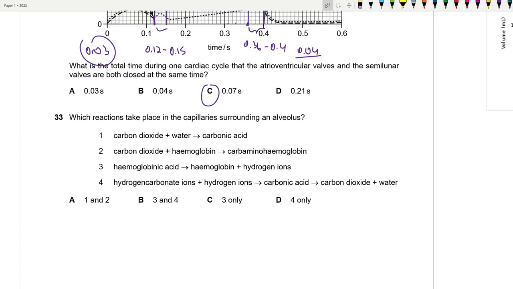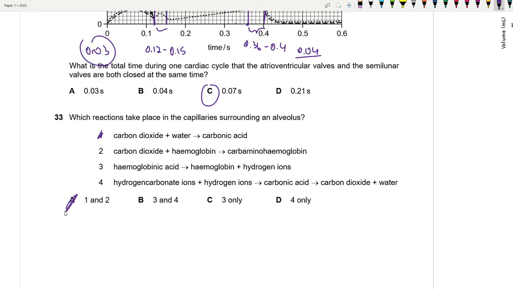Which reactions take place in the capillaries surrounding an alveolus? Okay. Carbon dioxide plus water equals carbonic acid. Impossible, because you need carbonic anhydrase to catalyze this reaction. That is only present in RBC. One is wrong. Carbon dioxide plus hemoglobin, carbamino.